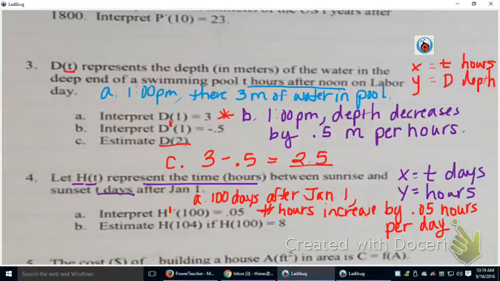All right, next one says estimate H of 104. So on the 104th day, how many hours would there be between sunrise and sunset if on the 100th day there's 8 hours. So on the 100th day there's 8. 4 more days later, I'm going to increase it by 0.05. So every day I'm going to add 0.05 till I get to 104. You could just add 0.05 4 times, or you can multiply it, and you get 8.2.